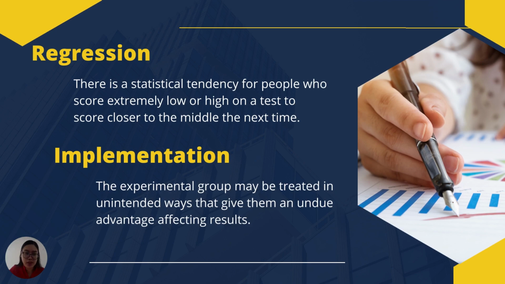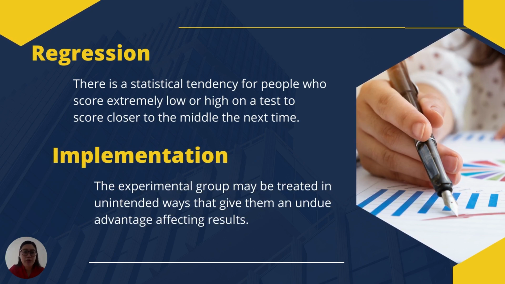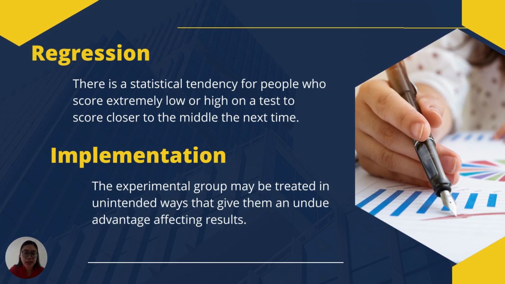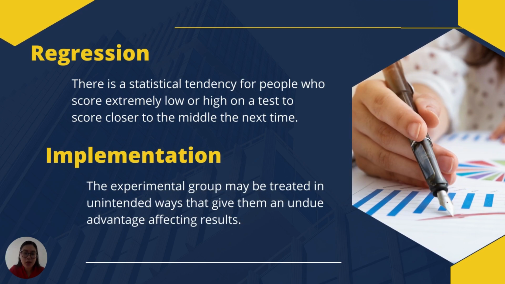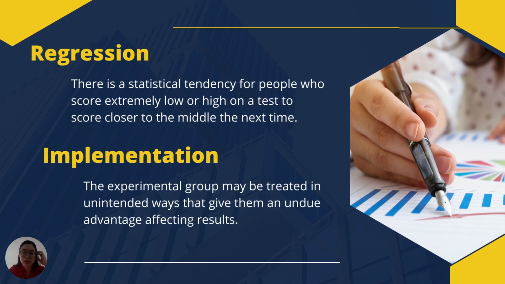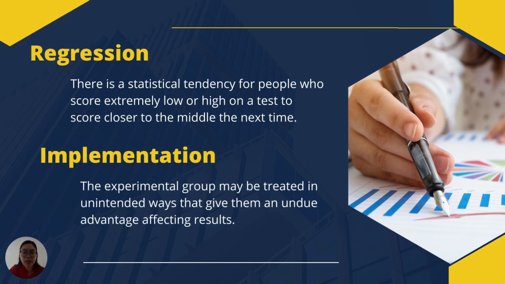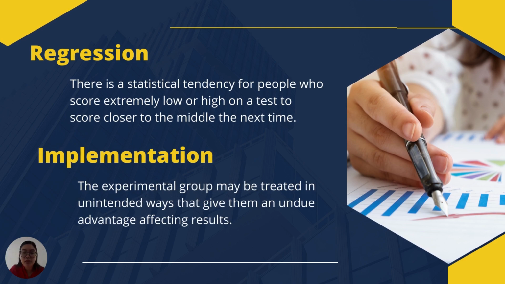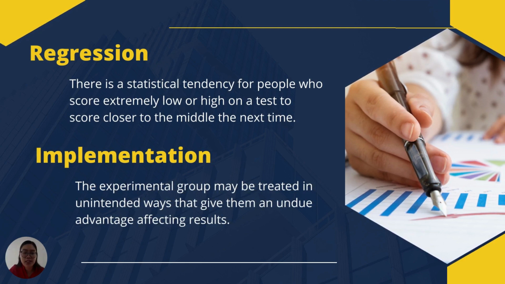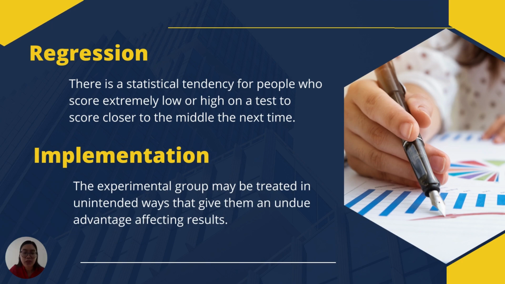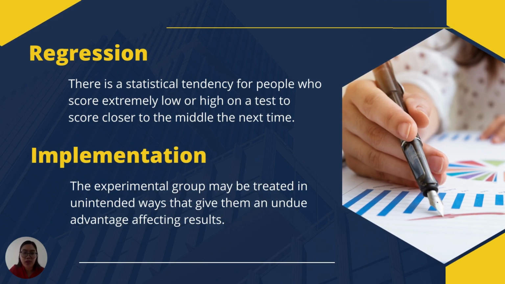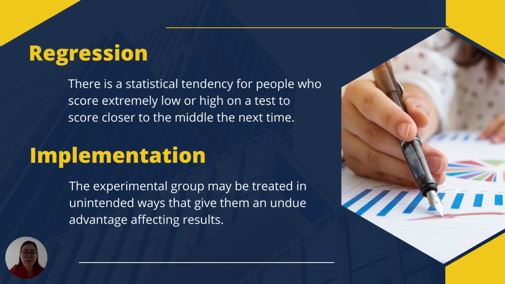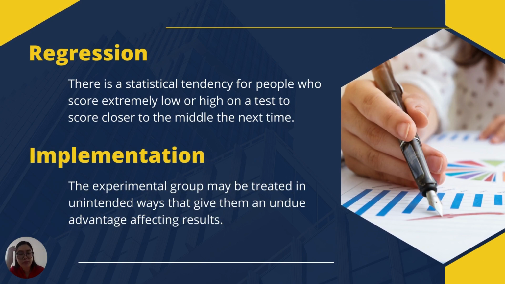Number 10 is the implementation. So the experimental group may be treated in unintended ways that give them an undue advantage affecting results. It could happen in either of two ways. First is when different individuals are assigned to implement different methods, and these individuals differ in ways related to the outcome. And the second is when some individuals have personal bias in favor of one method over the other.